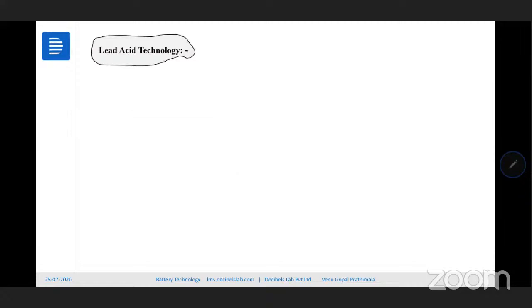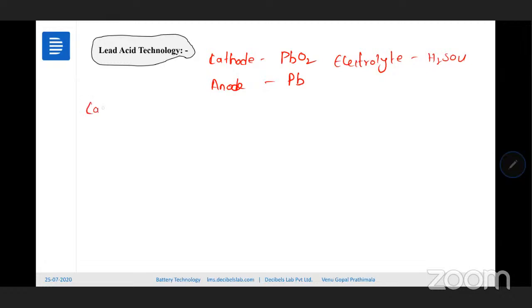So now, starting with the equations. No worries, I will write each and every equation here so that you can easily understand what I'm doing. First I'm writing the cathodic equation. Here the cathode is lead oxide, PbO2, and the anode is lead, which is Pb. The electrolyte is H2SO4. Now writing the cathode reaction: PbO2 plus HSO4 minus.